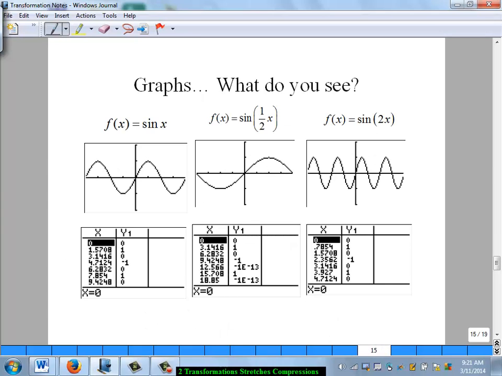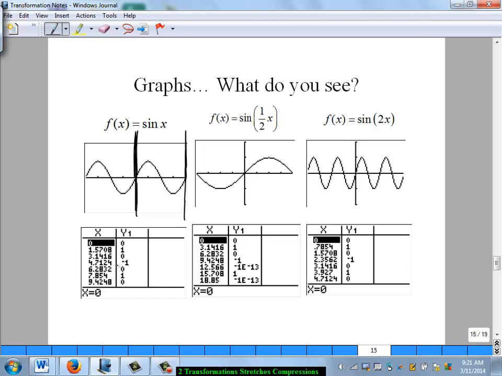Now, I've used some trig functions. I know we haven't done trig functions yet, but I know you did them last year, and I want to show you what you did last year. So I have this function y equals sine x. Let's just look at the graph from here to here. You'll see there's the sine graph, and I've actually put in the table for that.